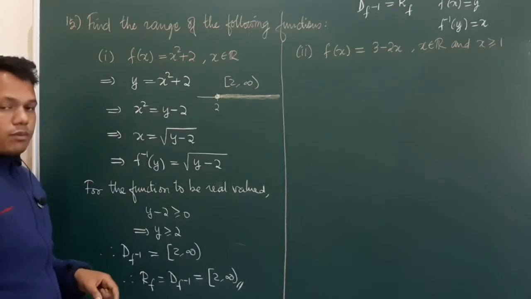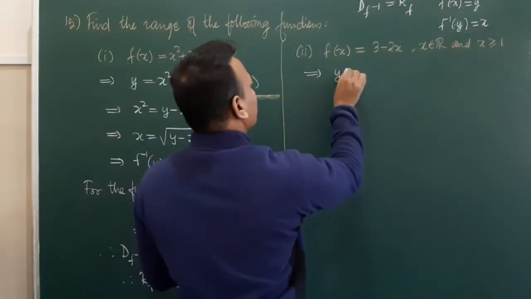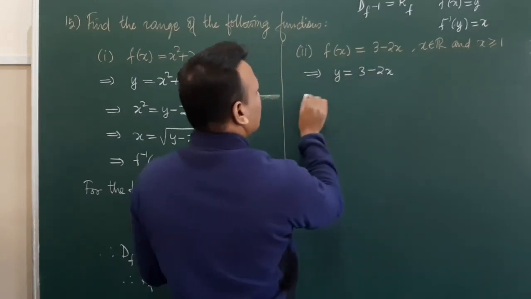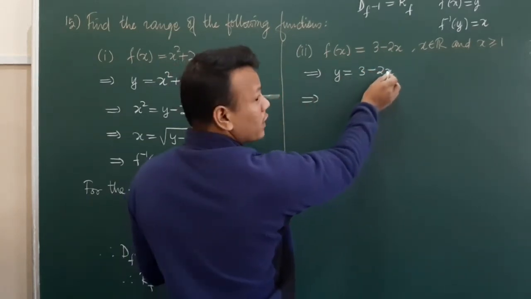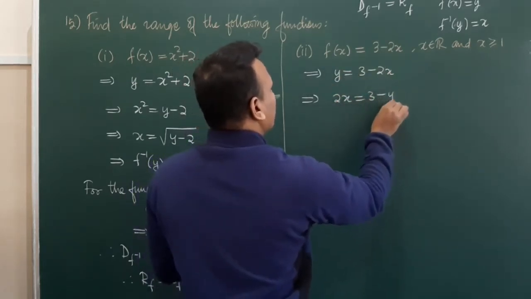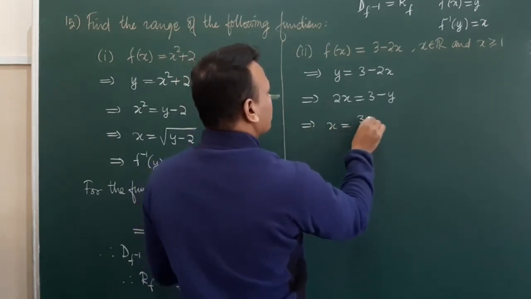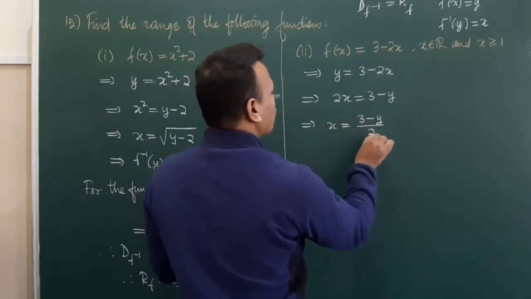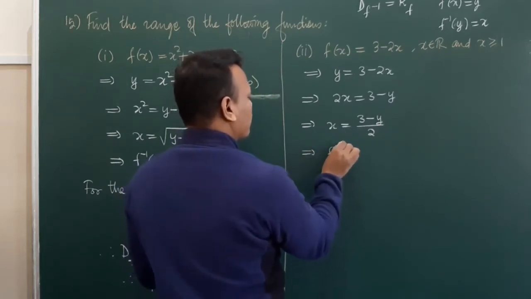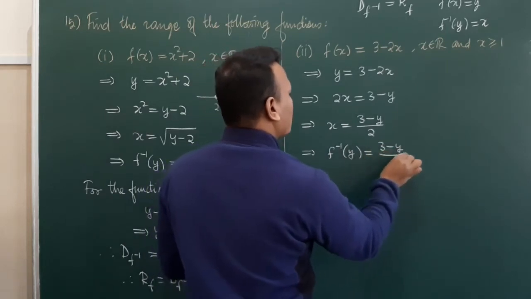Now let's see the next problem. Here again I am going to do the same. So f(x) is written as y, so y is 3 minus 2x. From here let's find x. This 2x comes over here, so 3 minus y equals 2x. So we get x equals (3 minus y) by 2, isn't it? So this x can be written as f inverse of y equals (3 minus y) by 2.